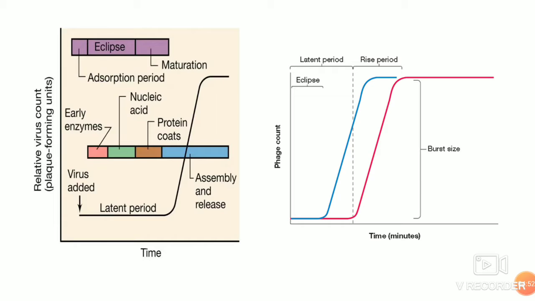But if you incubate the virus and then centrifuge the cells, take out the supernatant and do all the steps of the plaque assay and observe, the blue line will not be observed, only the red line will be observed. That is the rise phase.